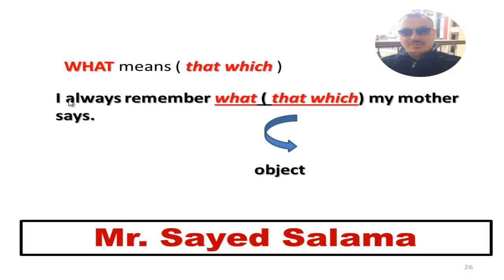What means that which. I always remember what my mother says. So what in this example is not a relative pronoun. This is an object. So what can be used as a subject and it also can be used as an object. I remember what my mother says, or I remember that which my mother says.